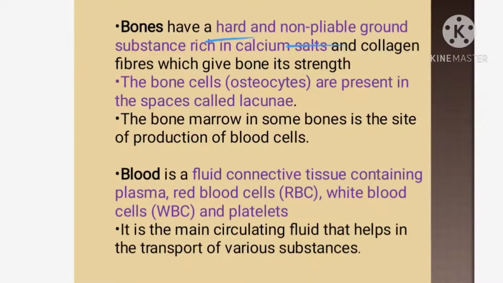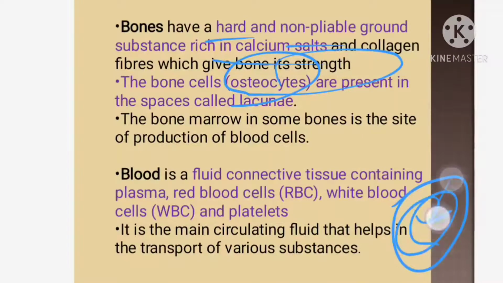They are rich in calcium and collagen fibers. Because of the deposit of this calcium, bone becomes very hard and provides strength to our body. Bone cells are called osteocytes, present in a space called the lacuna. The lacuna has a solid matrix, and inside that you can find the bone cells.